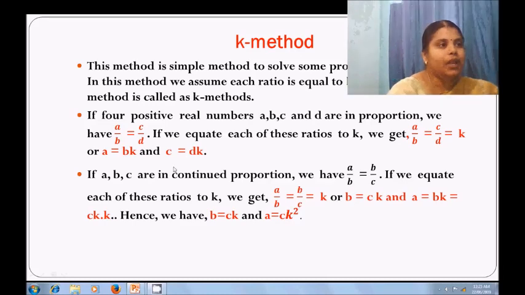If A, B, C are in continued proportion, we have A by B is equal to B by C. If we equate each of these ratios to K, we get A by B is equal to B by C is equal to K. After this, we get the result B is equal to CK and A is equal to CK square.